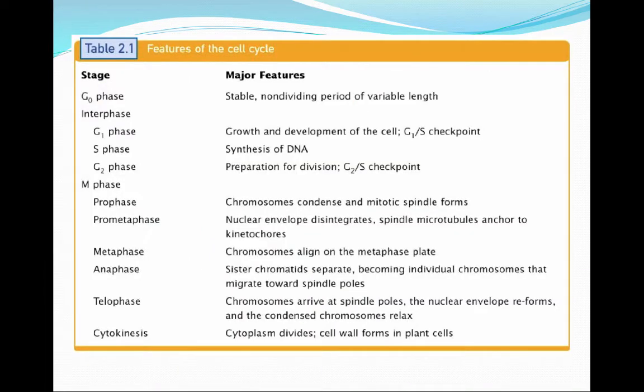So here are just a few features of the cell cycle. It gives you the stage over here in the left-hand column, and then in the center gives you the major features. This is a really good table for you guys to study from if you're making flashcards, so that you can put the different stages on different cards and lay them out in the cell cycle. That'll give you a really good idea for each part of the cell cycle, its structure, and its function.